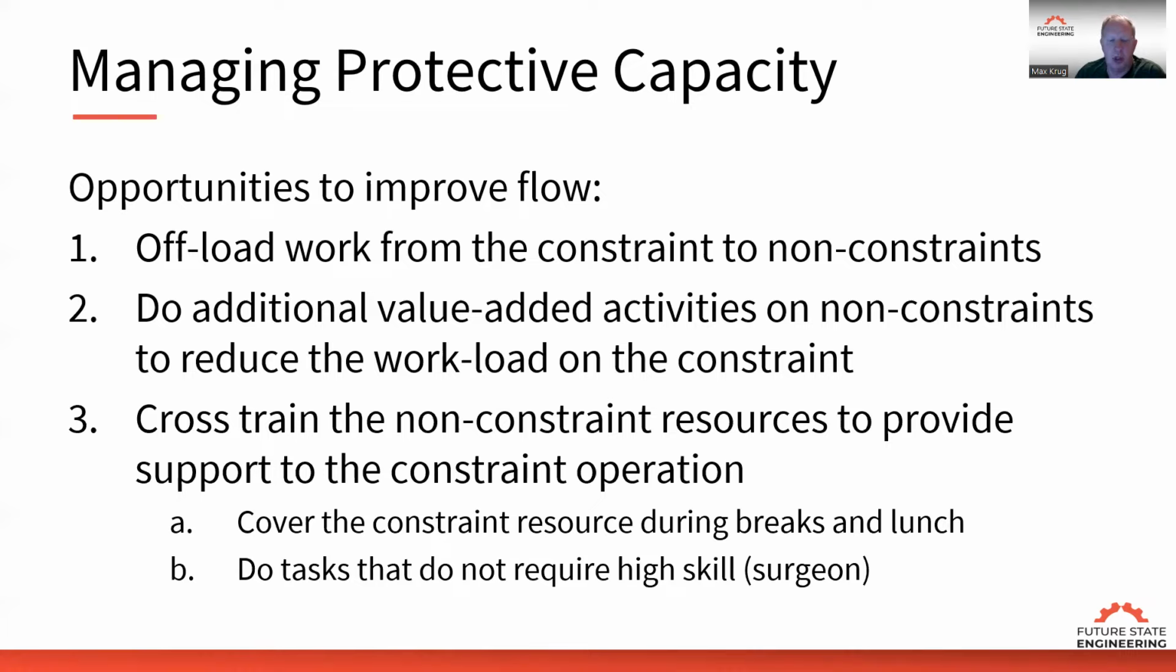Also, do tasks that don't require the high skill. If we look at the constraint and we really understand the skills that are necessary to run that operation, think of it like a surgeon. We only want the constraint resource doing those highly skilled tasks and getting all other tasks off that resource. Think about when the surgeon goes to surgery, he doesn't do any pre-op, he doesn't do any post-op, he does just a specific skill, and all those other tasks are taken off him to make him highly effective and highly utilized at the skills he's trained at. We want to have the same mindset when we're talking about the constraint.